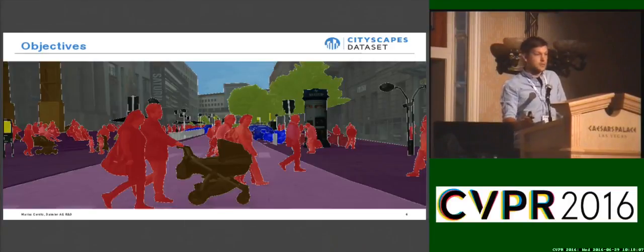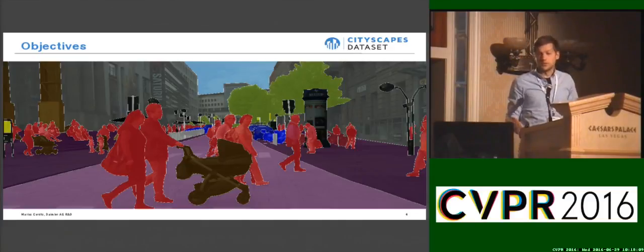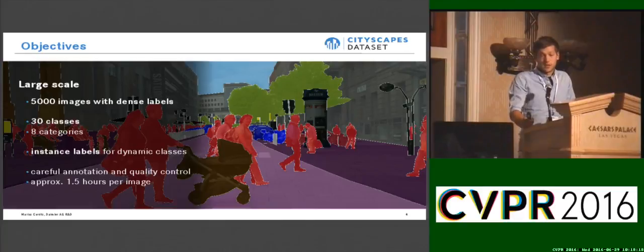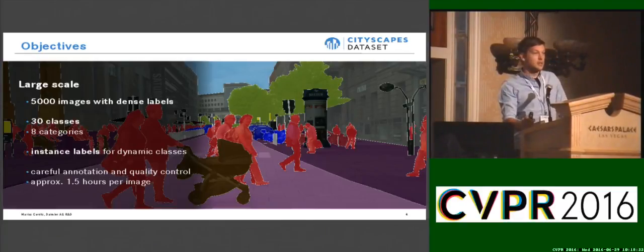The core of our dataset are of course the annotations. We have 5,000 images with this type of high quality and highly detailed annotations, and all this was done purely manually, there's no computer vision inside. We labeled 30 different classes out of 8 categories, and we also have instance level labels for all the dynamic classes. That means all the people and vehicles in the scene are labeled individually.